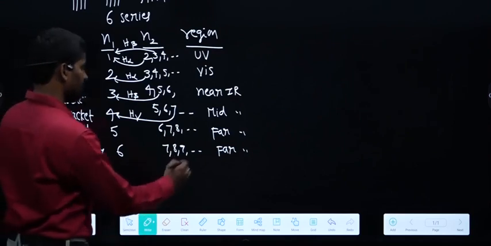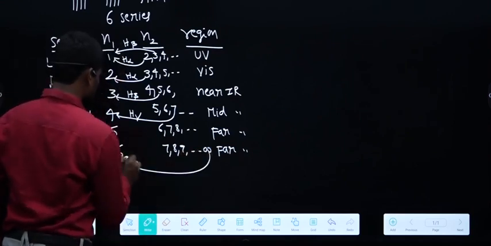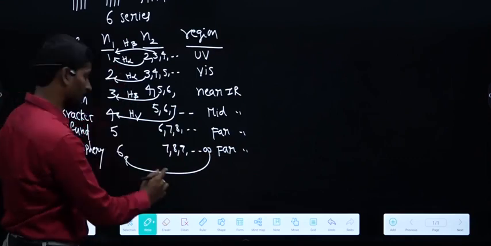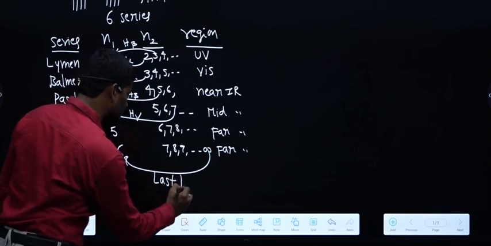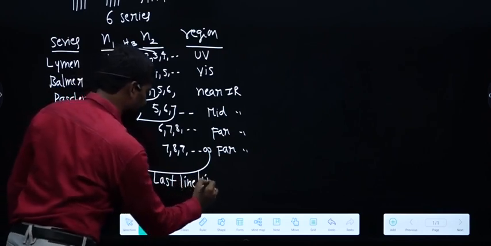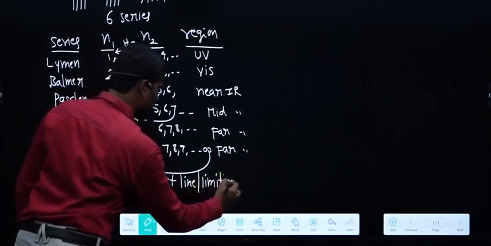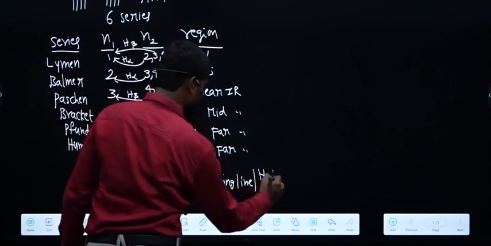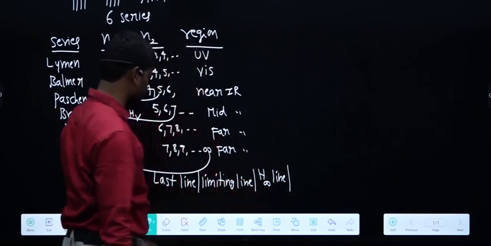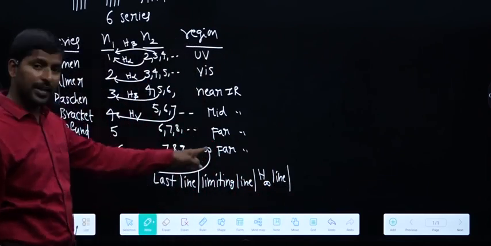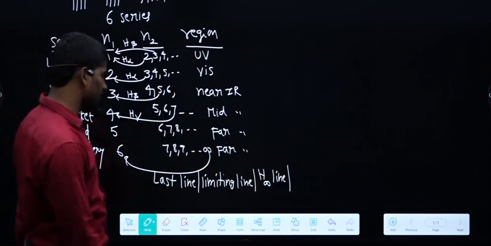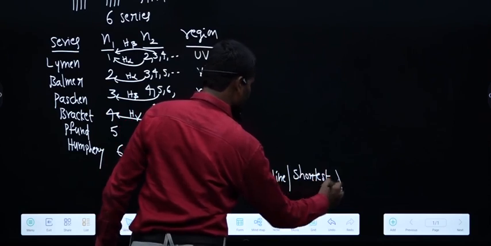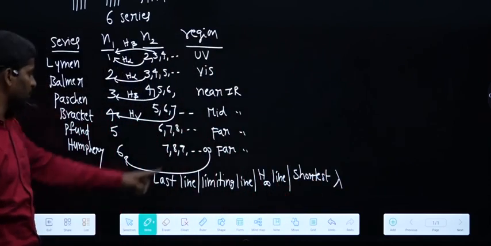and the last line is the infinite level to, for example, the sixth level, or infinite level to the N1 level. That is called the last line or limiting line, or H infinity line. In this case the energy gap is high; infinite level to 6 level means the energy gap is high. So in this case we will get the shortest wavelength, as the gap is high.